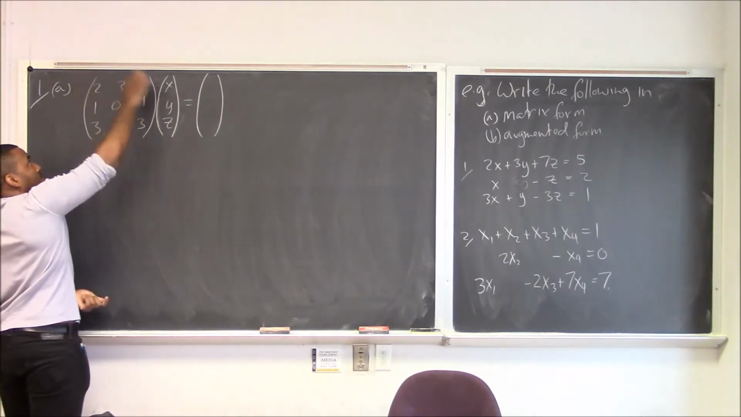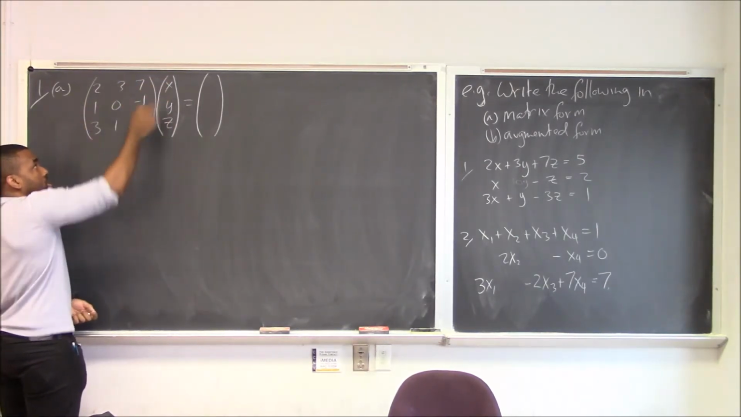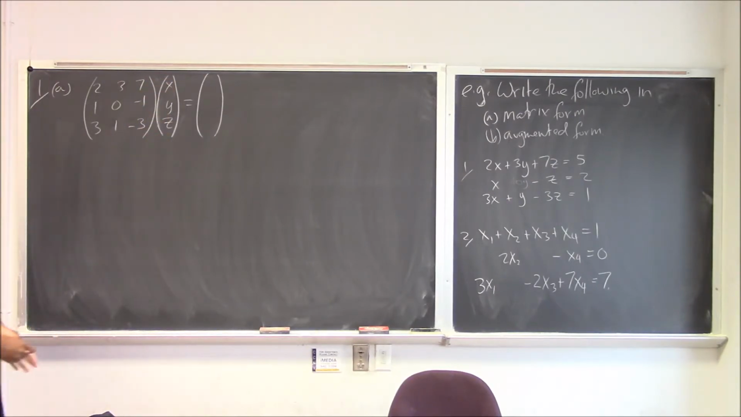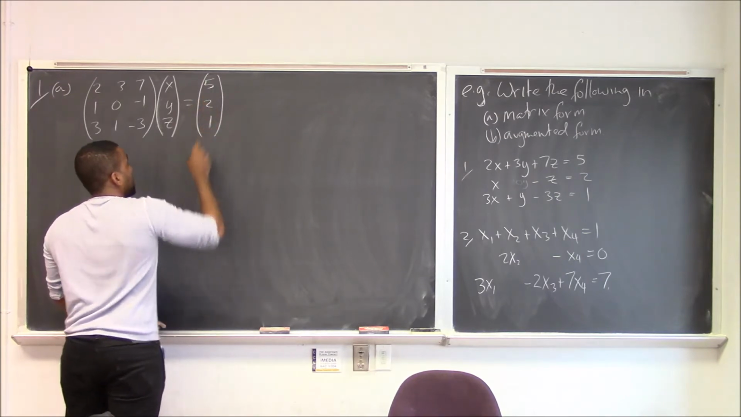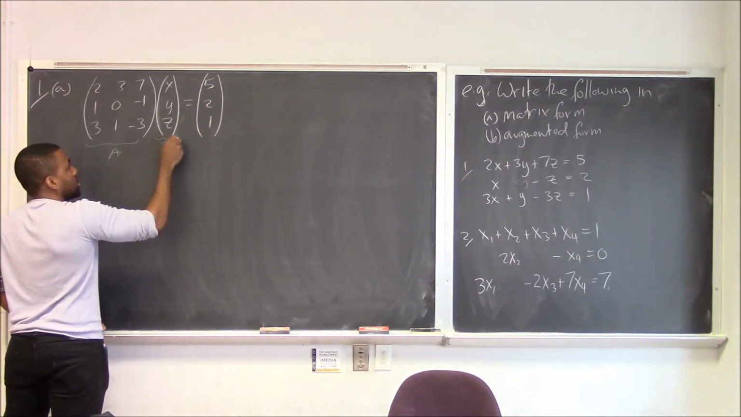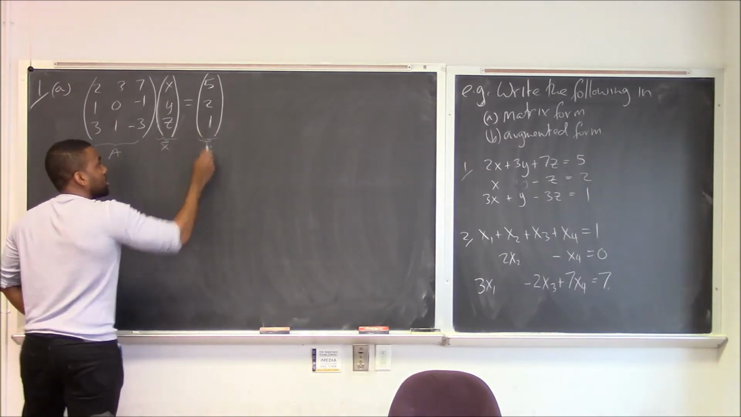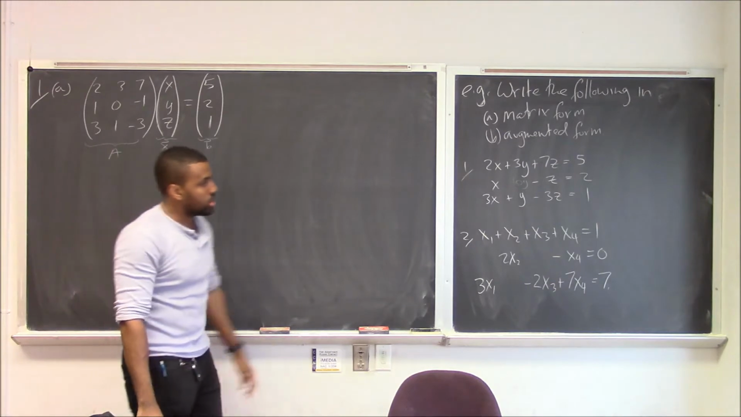Right, so notice that if you take this times that, you get the first equation, this times that, you get the second equation, this times that, you get the third equation. And here? 5, 2, 1. So this here is your A, that here is your X, and that here is your B. And we'll use that notation in theorems in the future, so that's why I'm getting you used to that.